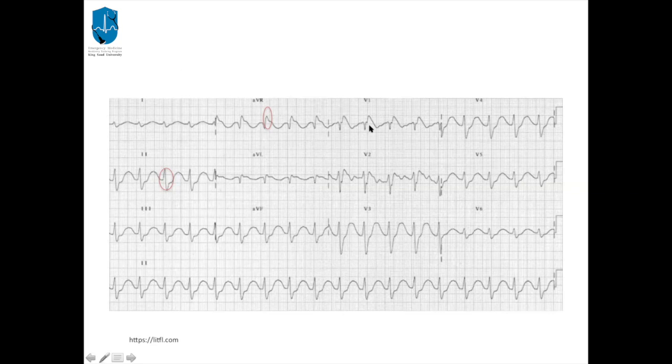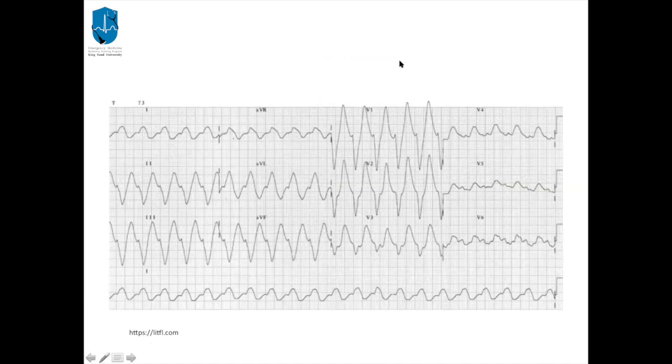Now, why am I saying this? Because sometimes people see left bundle branch block and they keep giving sodium bicarb. It's not going to work. The reason for a left bundle branch block is not usually a sodium channel blocker. All right, so if you don't treat that, this is what's going to happen.